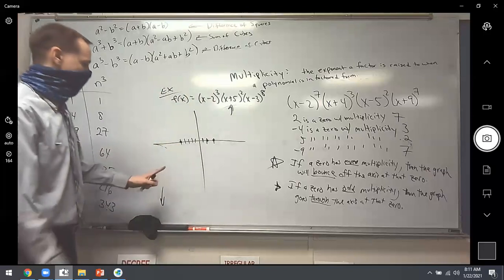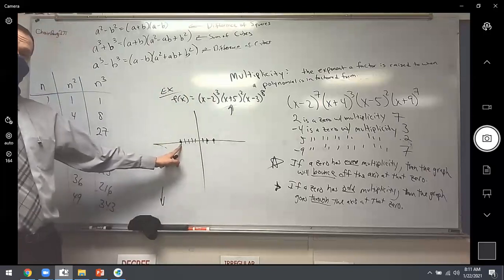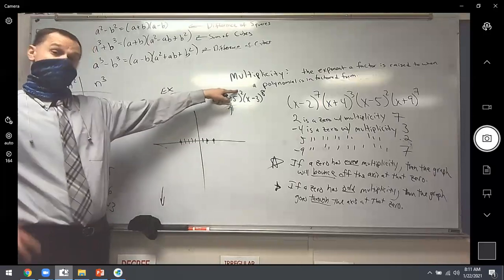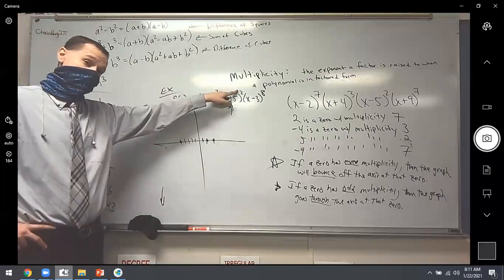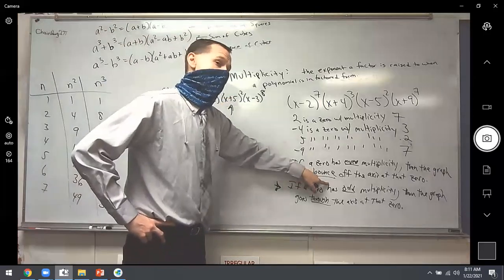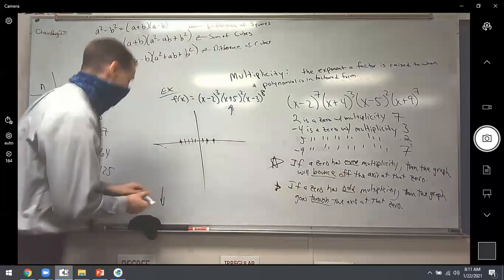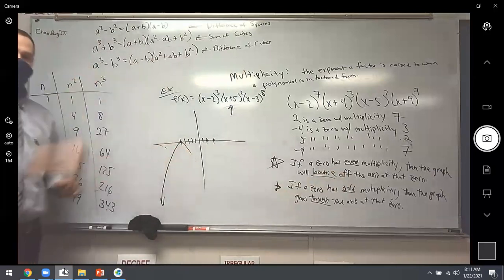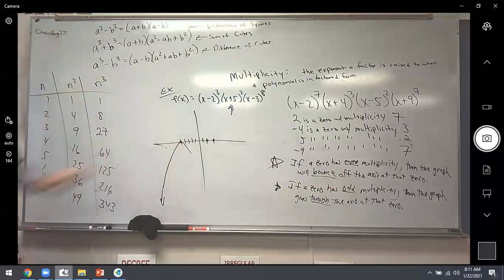So let's go right through the list. The first one I'm going to hit is -5. Would you agree? At -5, the multiplicity, the exponent, is even, right? So what does that tell you? If you have an even exponent, what's going to happen? It's going to bounce off the axis. That means when I hit this number, I'm not going to go through. I'm going to bounce right off of it and come back down. It has to bounce when it's even.